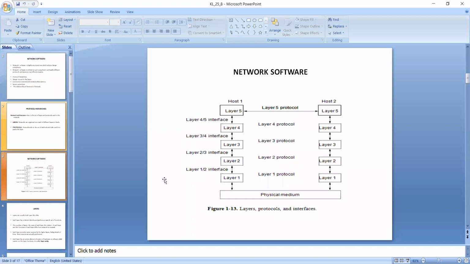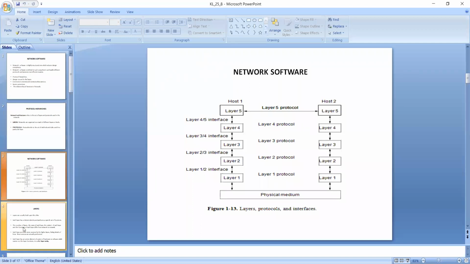So the number of layers may be different, the names of the layers may be different, the functions of the layers may also be different. Some layers may perform flow control, some may perform encryption, some may perform multiplexing, some may perform routing. So the functions performed by the layers may change. Likewise, the contents in the layer may also change. Some layers may consist of hardware devices, some layers may consist of software. So from network to network, the number of layers, the names, the functions, and the contents of the layers may change.